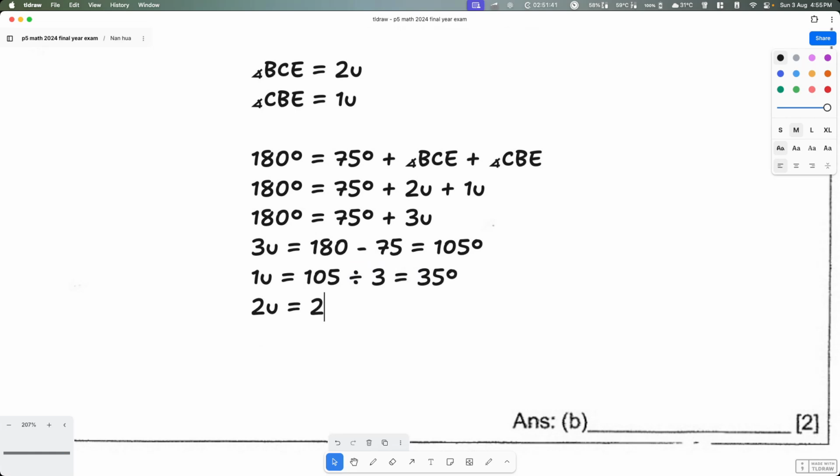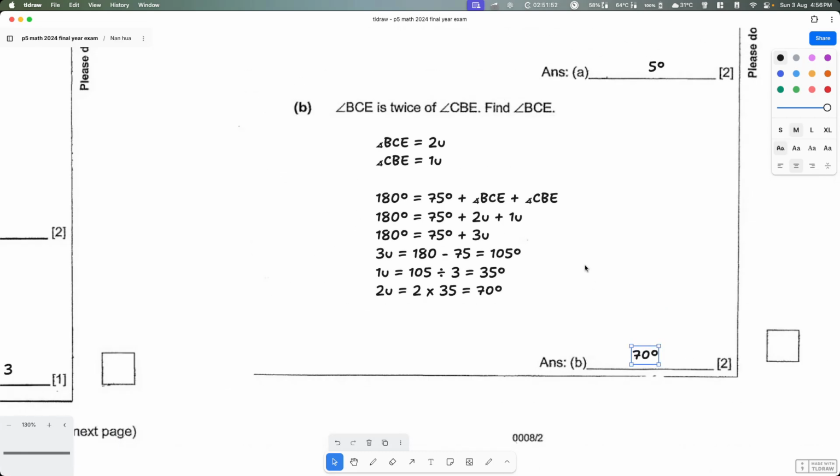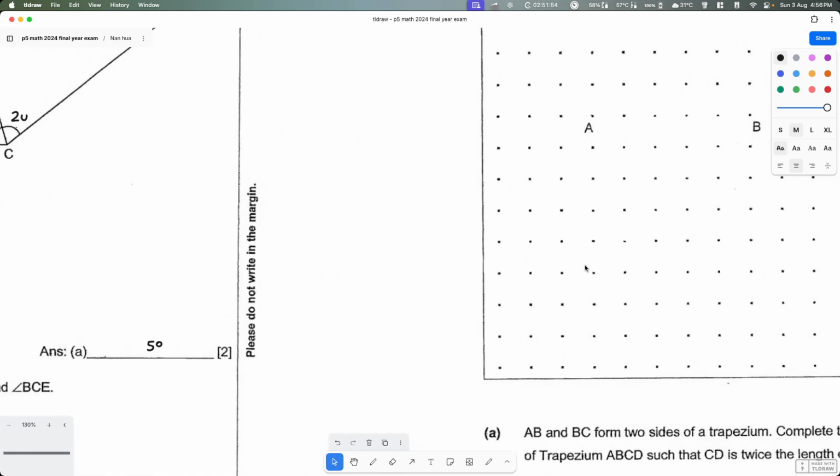2 units is 2 times 35, which is 70 degrees. Okay, therefore the answer is 70 degrees. That's what you see over here. Ta-da! Let's move on to the next question.